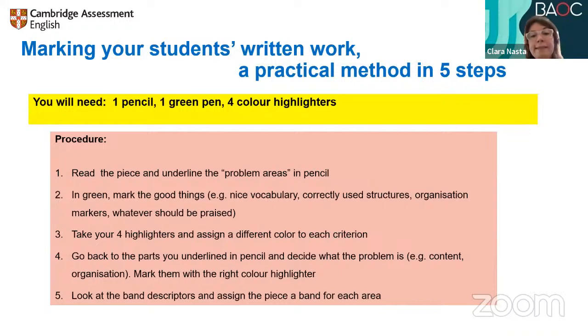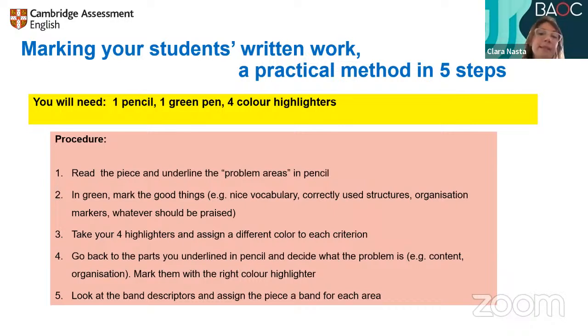So this is like a practical method in 5 steps that you could use in order to try and put into practice the assessment criteria. In this case, for writing, B2 and C1, but then you could also do the same when you are trying to assess the spoken production of your students. There are a lot of similarities if you compare the assessment criteria for writing and speaking.